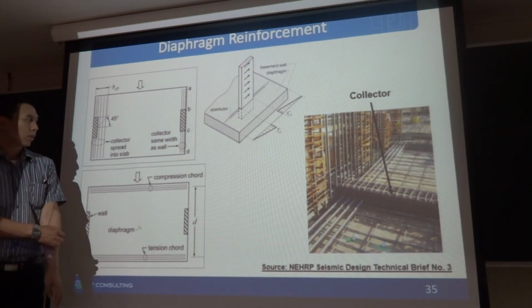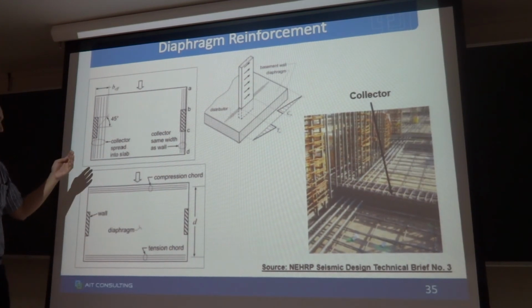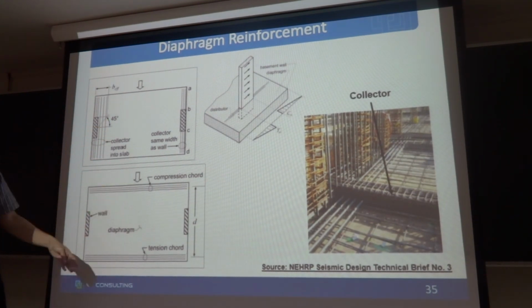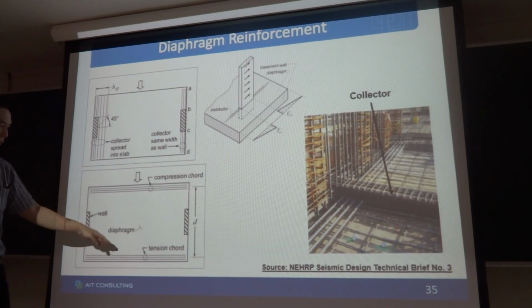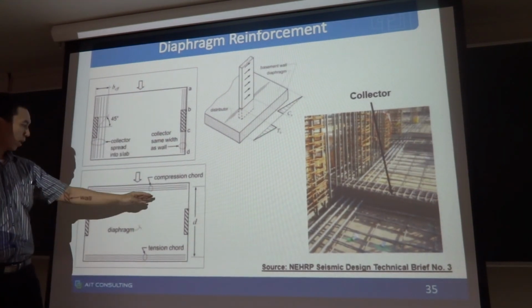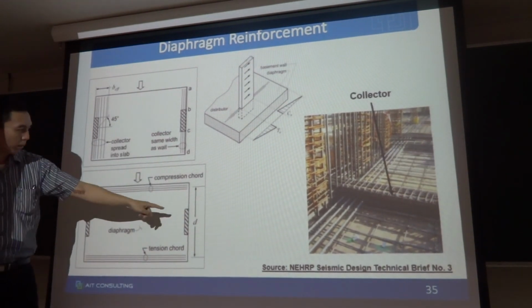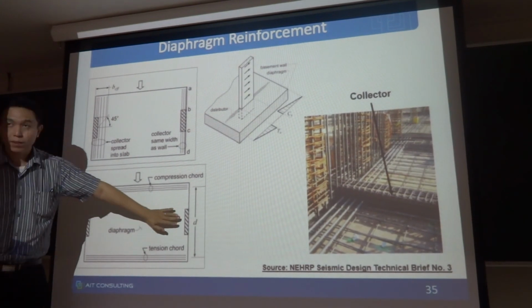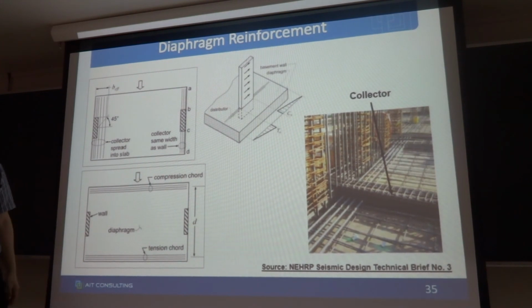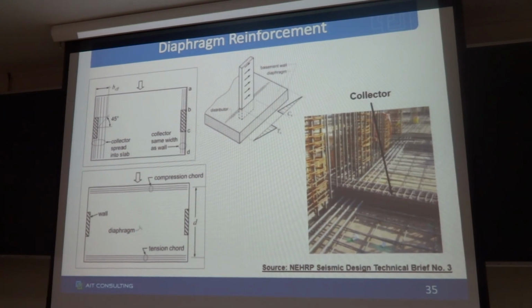So in diaphragm design, we have to check compression and tension forces in the collectors and distributors, as well as the chord reinforcement, and also the shear in the diaphragm. This one also will have shear because you have the bending moment, and it will generate shear force in the diaphragm in this direction. So that reinforcement should be in addition to the reinforcement that you provide for the gravity loading.